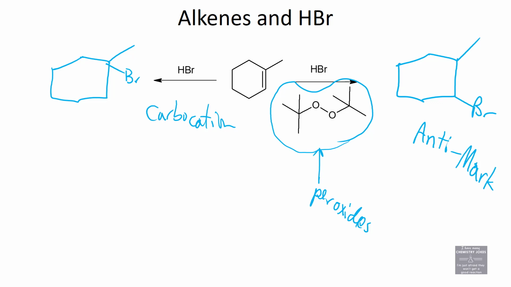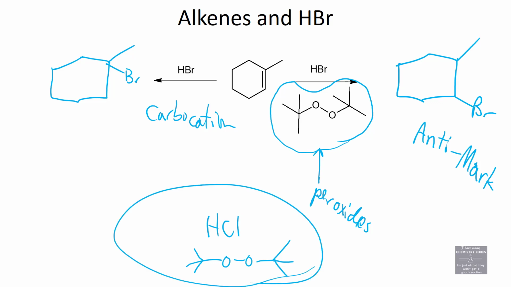This reaction that we're about to talk about does not work with HCl and peroxides. It only works with HBr and peroxides for the same reason that we've talked about. Bromine radical is more stable, so it's more selective. The same reaction does not work with HCl because the chlorine radical is not stable. Uh-oh, did I give something away?